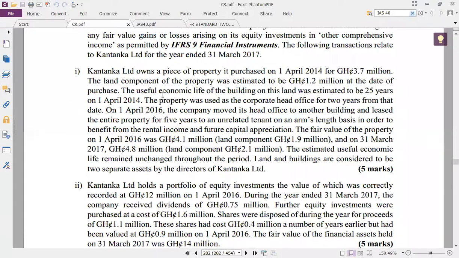Now, it said that Antanka Limited owns a piece of property. It purchased on 1st April 2014 for $3.7 million. The land component of the property was estimated to be $1.2 million at the date of purchase. Now, if the land is 1.2, the building will be 3.7 minus 1.2. So let's go to the board.